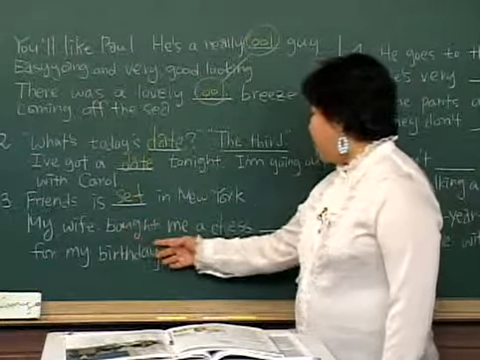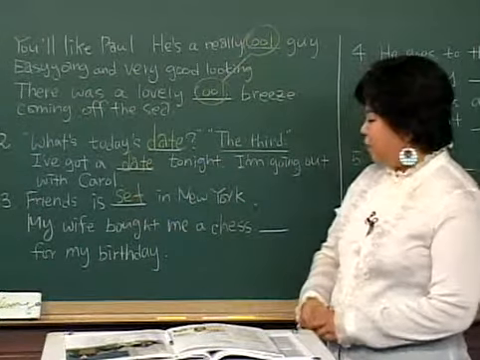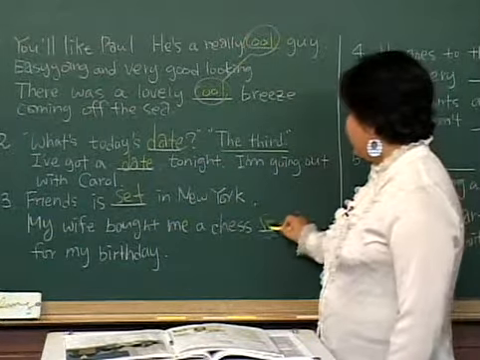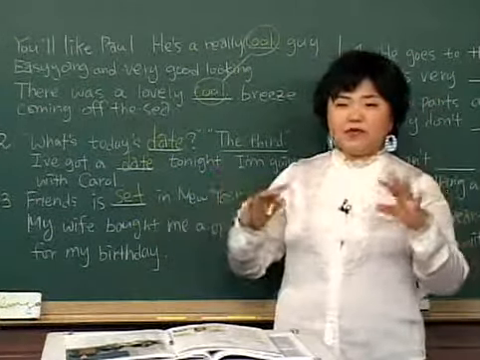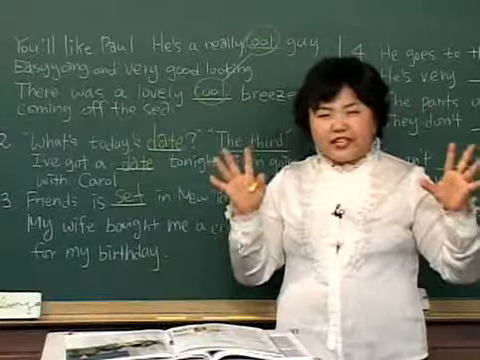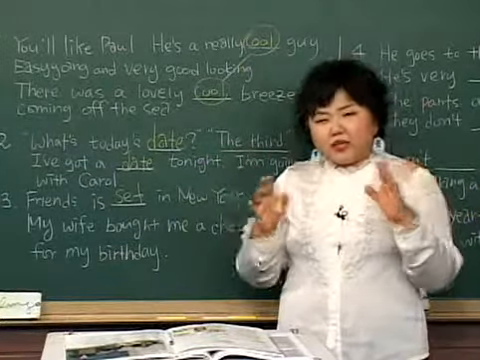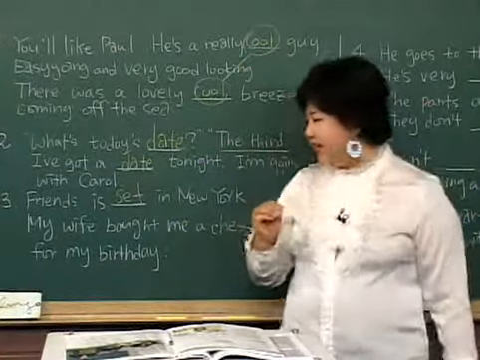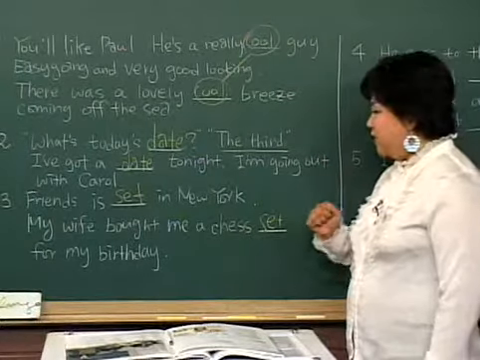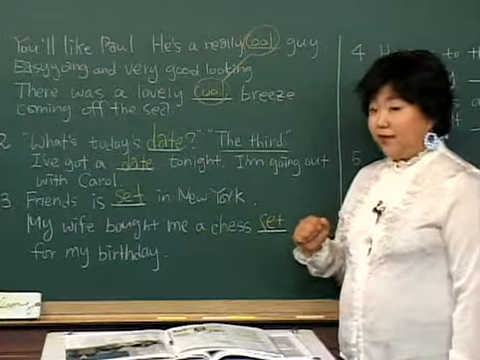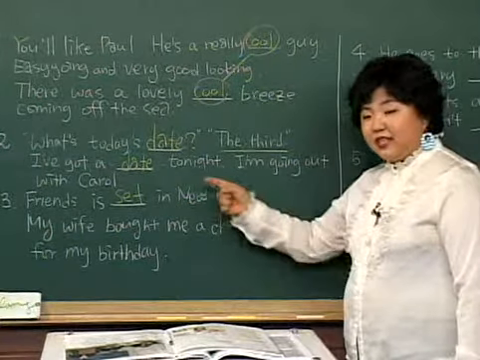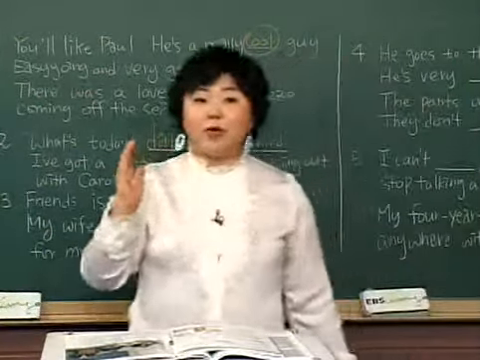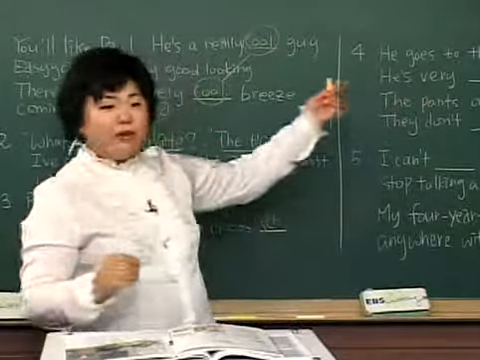My wife bought me a chess for my birthday. Okay, here you have to put set. Set is kind of a collection or a group of things, you know, similar in characteristics. 뭐 그 성격이 비슷한 거 한 그룹으로 모아져 있는 거. That is a set, right? So, my wife bought me a chess set for my birthday. Okay? So, set and set, okay, same spelling, different meaning. Homonyms, homonyms.